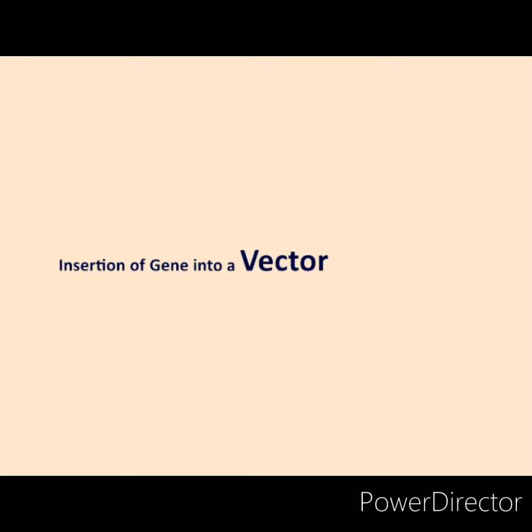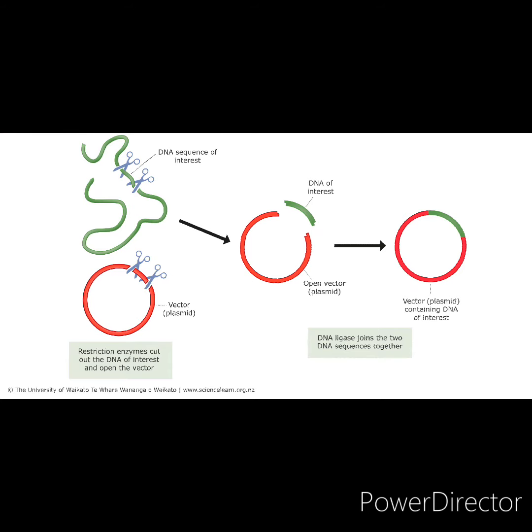The second step is the insertion of the gene of interest into a vector. A vector is selected for the transfer of the isolated gene of interest to the host cell. The vector may be a plasmid or a bacteriophage. Now, what is a plasmid? A plasmid is the extra-chromosomal DNA that is present in many bacteria. And what is a bacteriophage? A bacteriophage is a virus that infects bacteria.